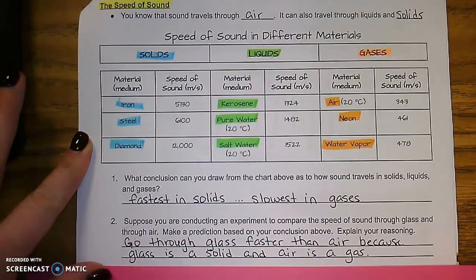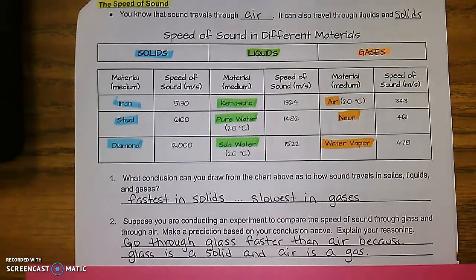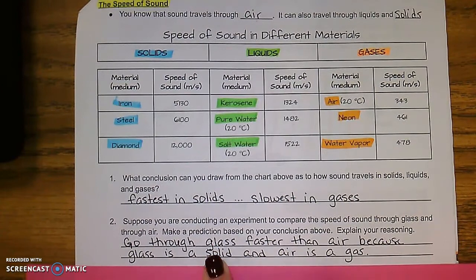And then number 2, suppose you are conducting an experiment to compare the speed of sound through glass and through air. Make a prediction based on your conclusion above. Explain your reasoning. So our prediction would be that it would go through glass faster than air because glass is a solid and air is a gas.